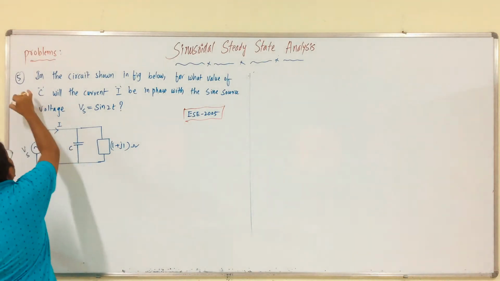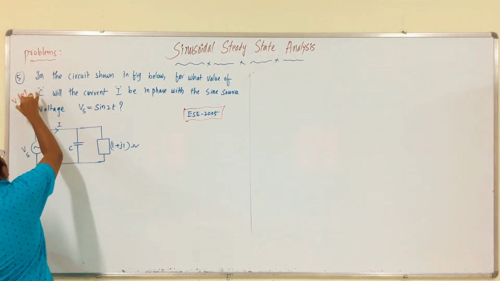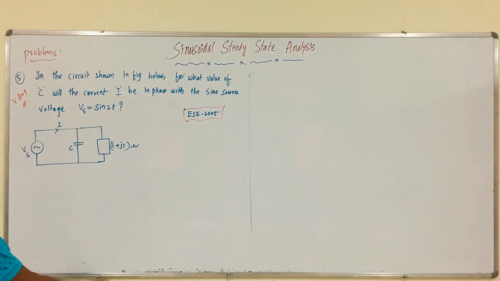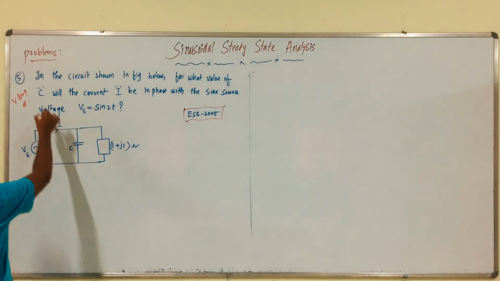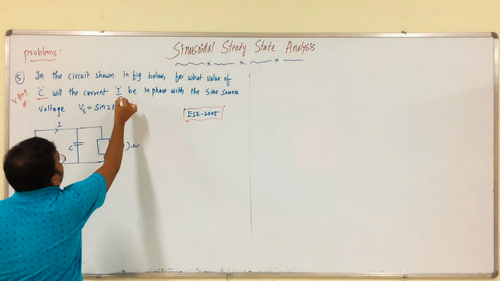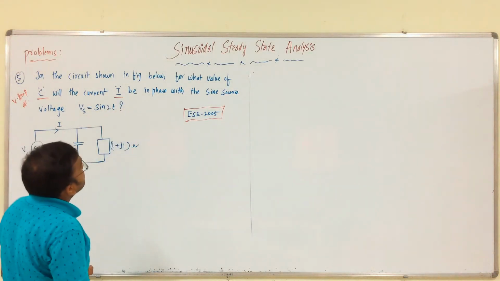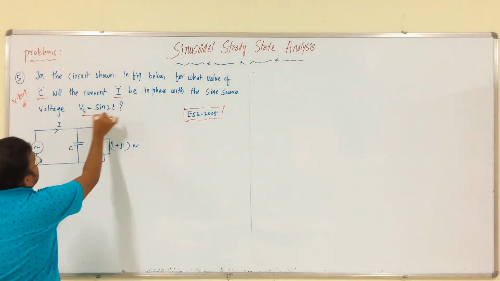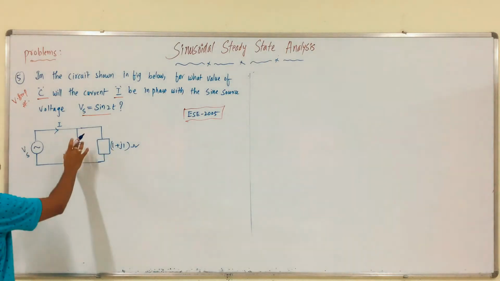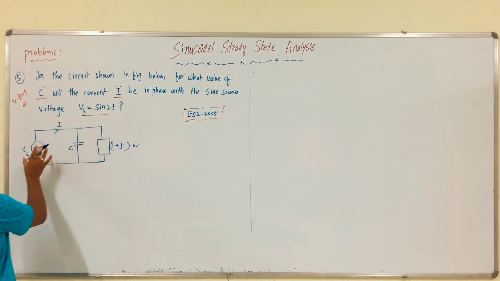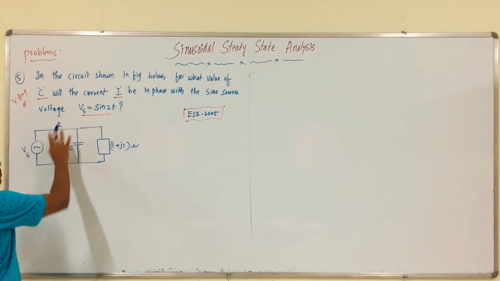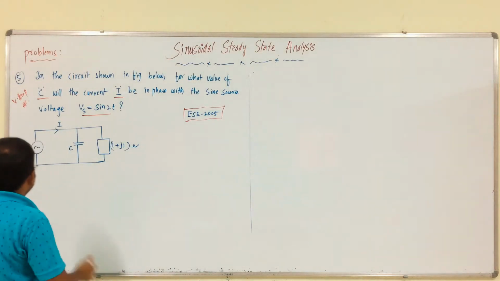Next problem, this is also a very important problem, right. See, in the circuit shown in the figure, for what value of C will the current I be in phase with the sine wave source voltage, that is sin 2t? So, for what value of C the voltage and the current should be in phase, we have to calculate. Okay.